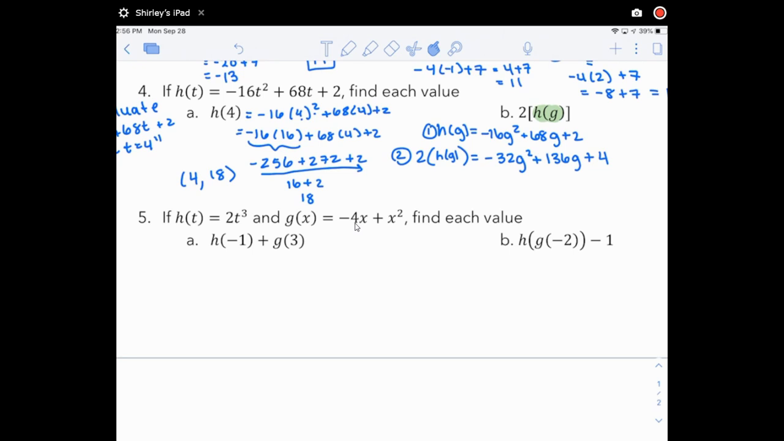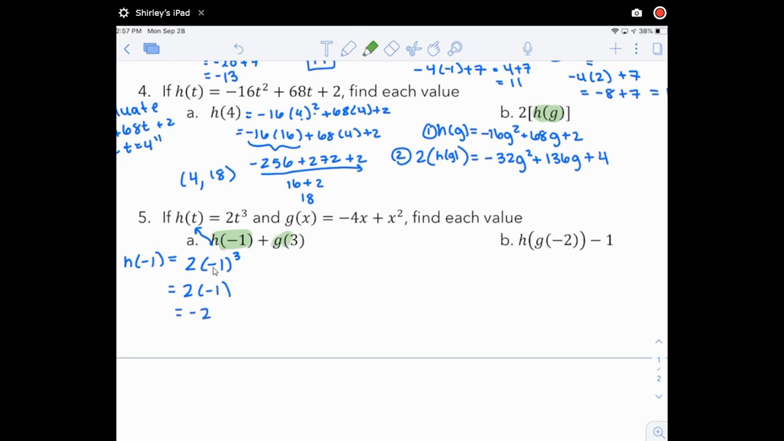Question A says find h at negative 1 plus g at 3. So first thing we want to do is evaluate our function notations. So h at negative 1, again, fancy way to say just take negative 1 and plug it into your equation. But since we have more than one here, you just need to make sure we're looking at the right one. So h at negative 1 means 2 times negative 1 cubed. And you do want to remember order of operations. Exponents always come first. Remember the rules we talked about? If my power is odd, my sign is going to stay the same as what it was. So negative 1 cubed, that's going to be a negative number. So then I'm just left with negative 2.